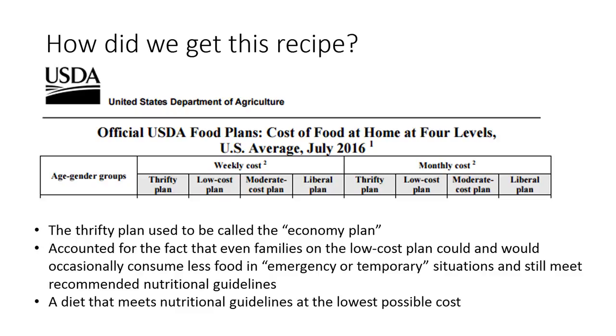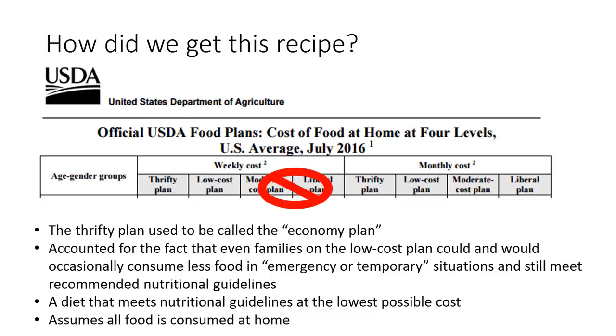And it was meant to be a guideline for a diet that would meet nutritional guidelines just barely at the lowest possible cost. The Thrifty Food Plan also assumes that all food is consumed at home. It doesn't make any allowance for eating out, which the liberal and moderate cost plans do. So Molly looked at these plans and she said, well, let's just throw out the moderate cost plan. Let's throw out the liberal plan because we're talking about poverty here, and she decided to look at the Thrifty plan.